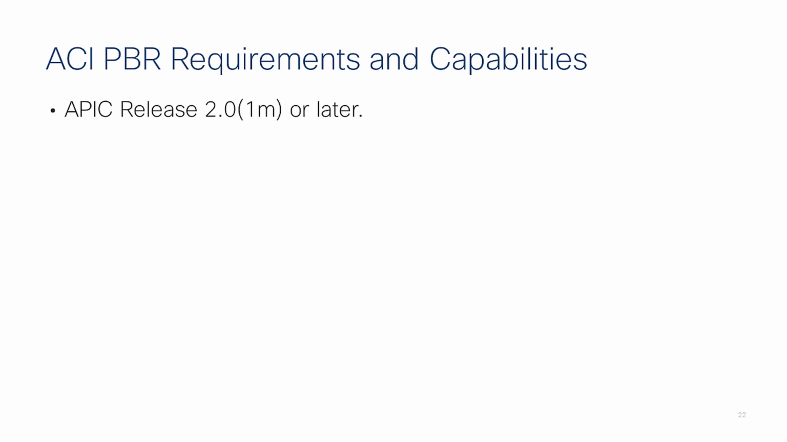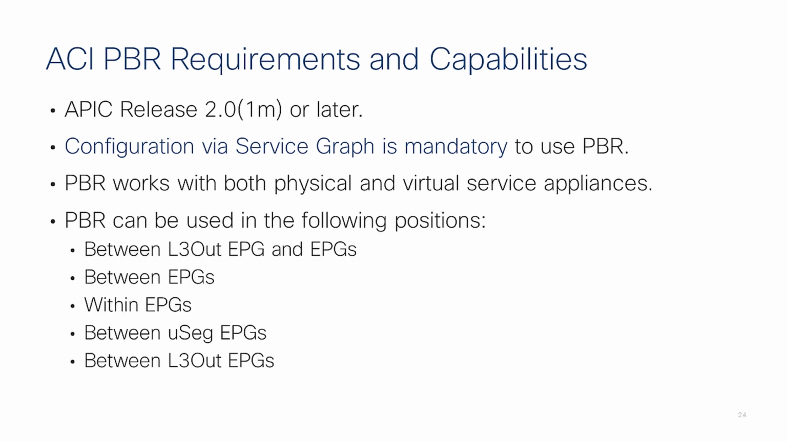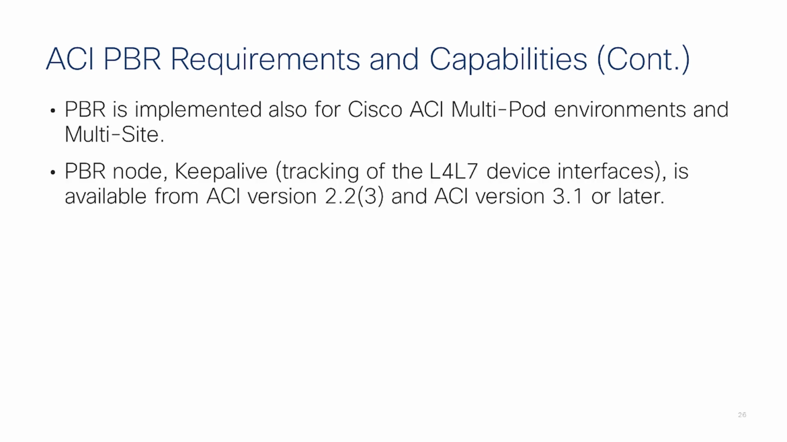What are the PBR requirements? The minimum release that you need to use is 2.01m. PBR is for both virtual and physical appliances. It can be used for traffic between EPGs, between a layer 3 out and EPGs, or even between layer 3 outs themselves. PBR is available also for multi-pod and multi-site. The Keep Alive feature is available from version 2.2.3 and 3.2.1 or later.